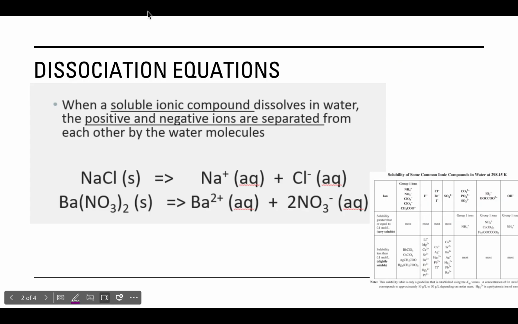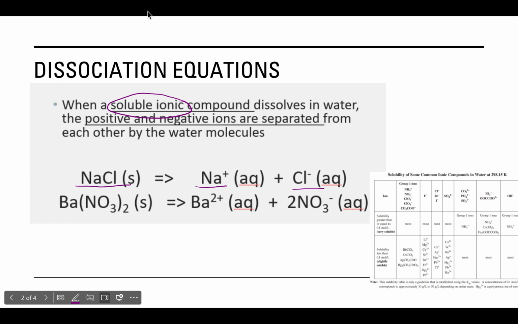So to start off with, we're just reviewing what dissociation means, and if you do have a soluble ionic compound, then you can split it up into its ions if you take that solid and put it into water. So for instance, if you have sodium chloride, if you put that in water, because it can dissolve, it will break up into sodium ions and chlorine ions.